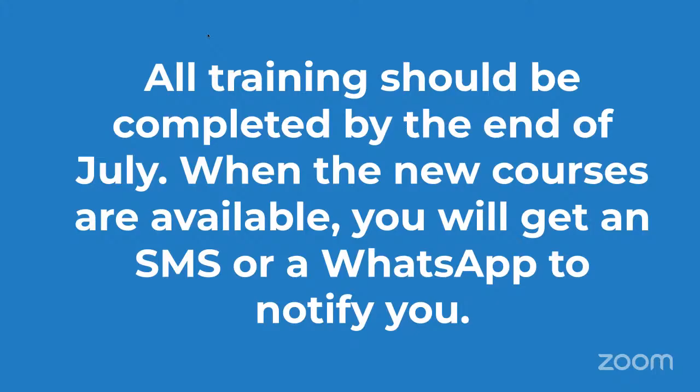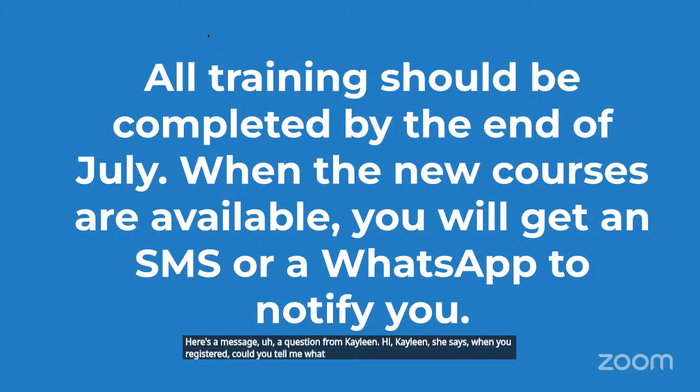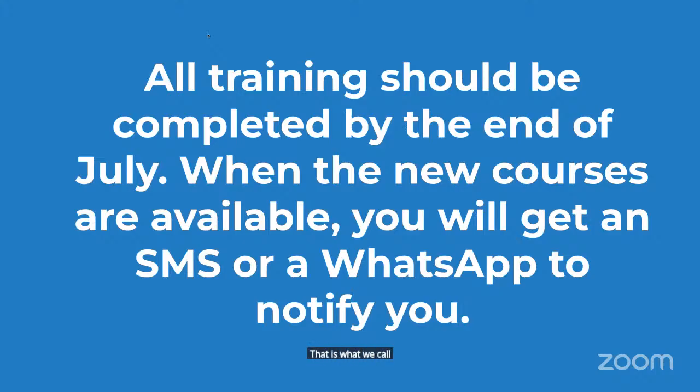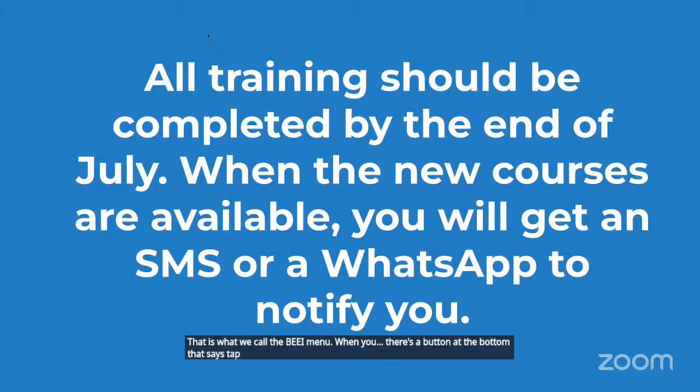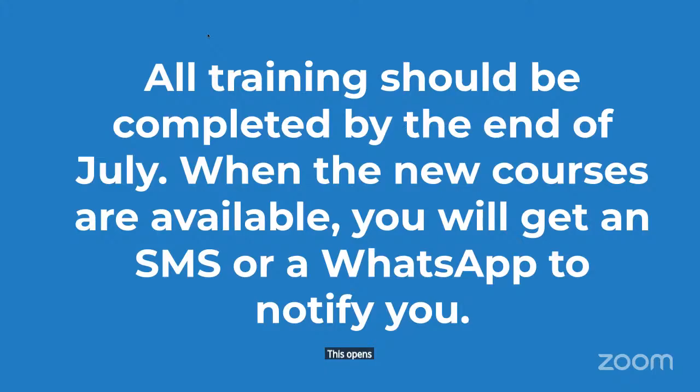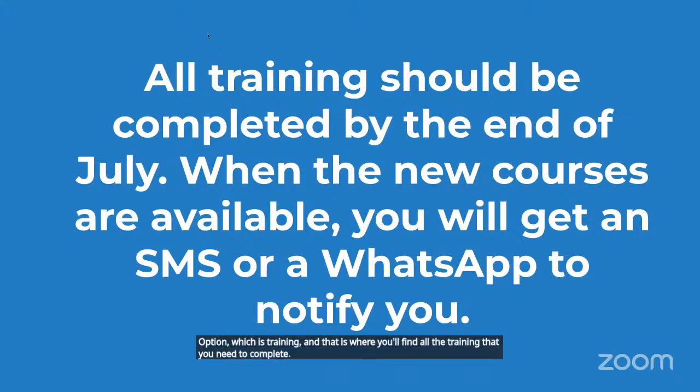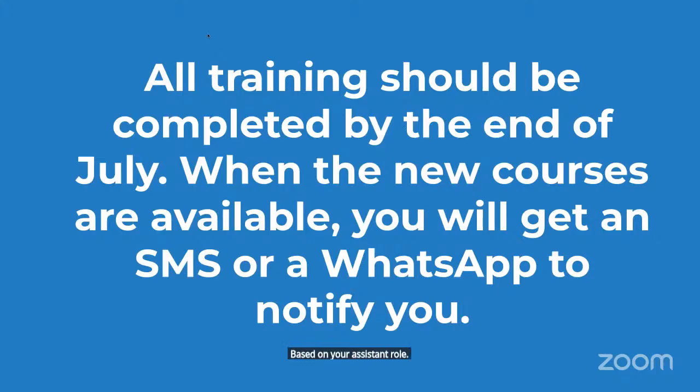Here's a message, a question from Kayleen. Hi, Kayleen. She says, when you registered, could you tell me what is the next step I should take? Absolutely. So once you're registered, you'll get a message that is what we call the BEEI menu. There's a button at the bottom that says tap to select. This opens a number of options for you on the menu. I'd suggest that your next step would be to tap the first option, which is training, and that is where you'll find all the training that you need to complete based on your assistant role. I hope that helps, Kayleen.